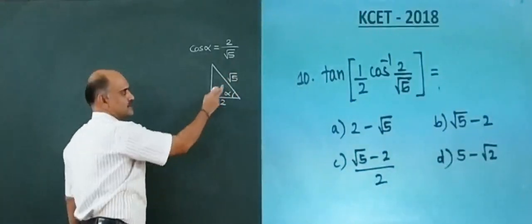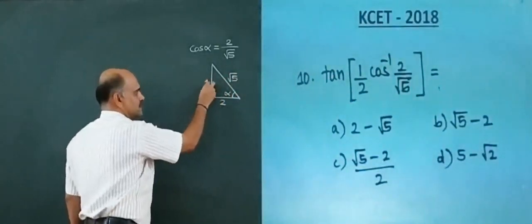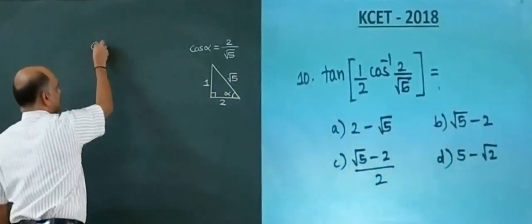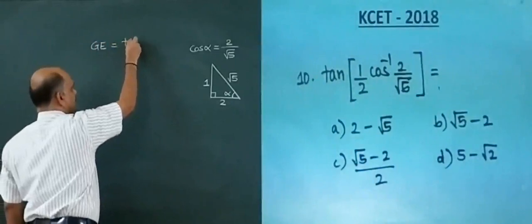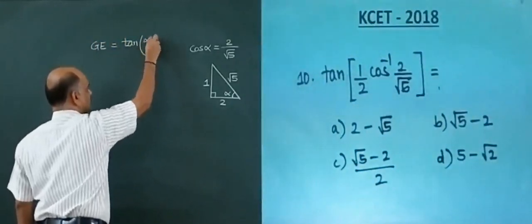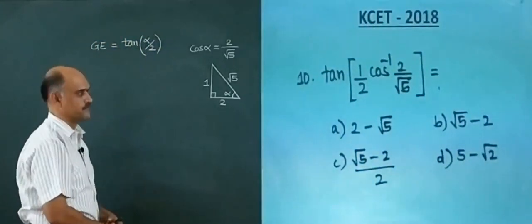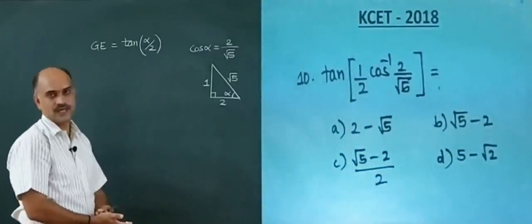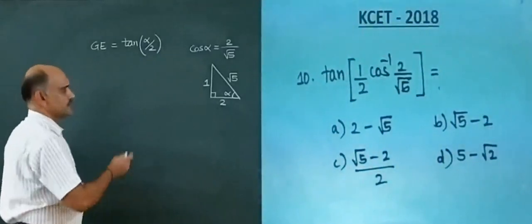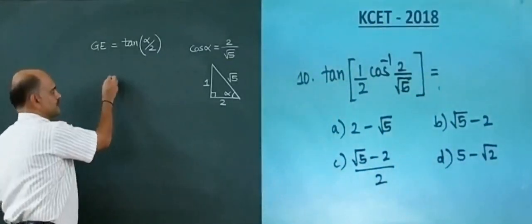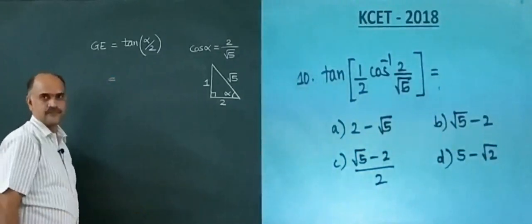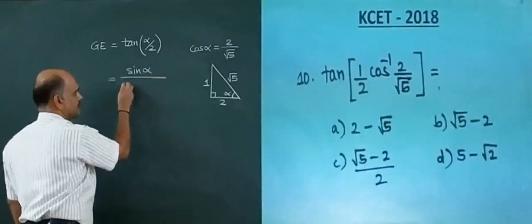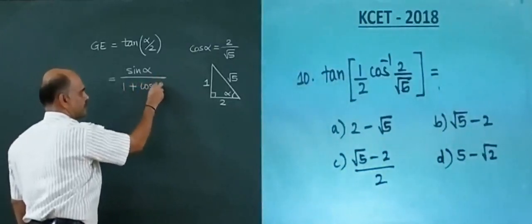So if you apply Pythagoras theorem, 5 minus 4, 1, so this will be 1. So now given expression will be tan alpha by 2. Here you should know the different formulas which you can apply. In two ways, or you can apply in any way. I will be using one formula. This I can write as sin alpha divided by 1 plus cos alpha.